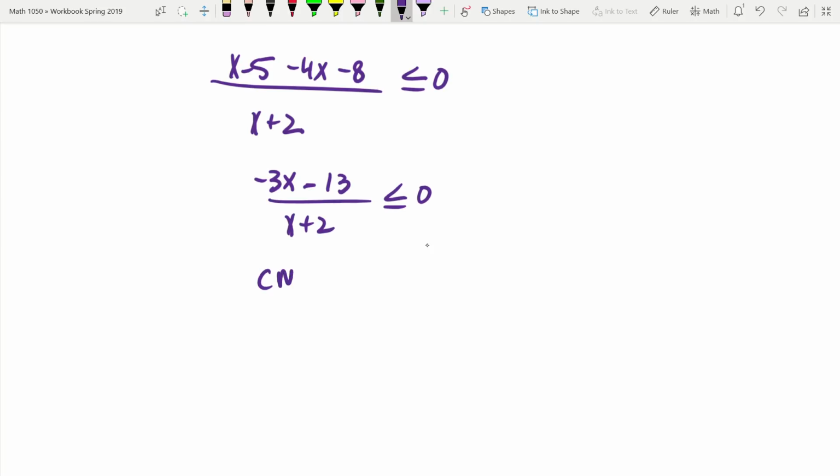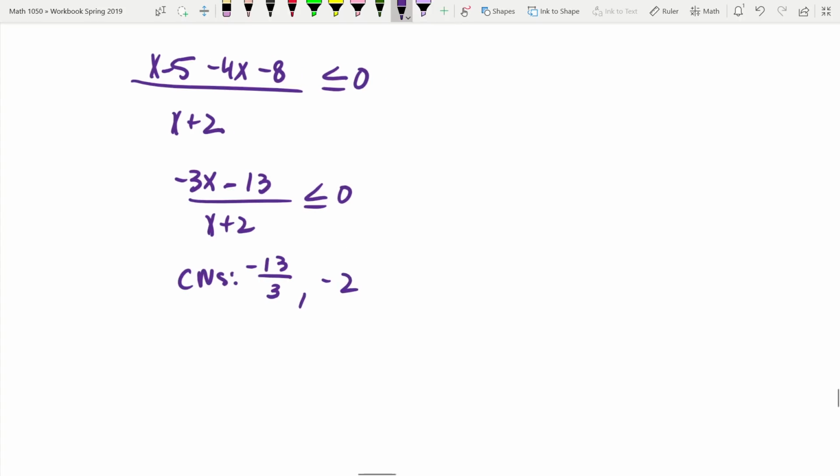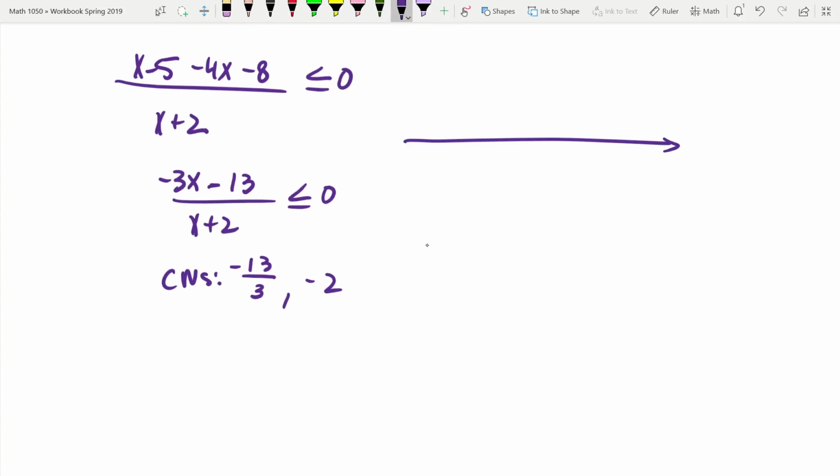The next step is to come up with your critical numbers. From the top, you get a negative 13 over 3. From the bottom, you get a negative 2. So I'm going to come over here. I'm going to put negative 13 over 3 and a negative 2. Negative 13 over 3, just so you know, is a negative 4 1/3. The negative 2 is going to be an open circle because it comes from the bottom. It's a restriction.